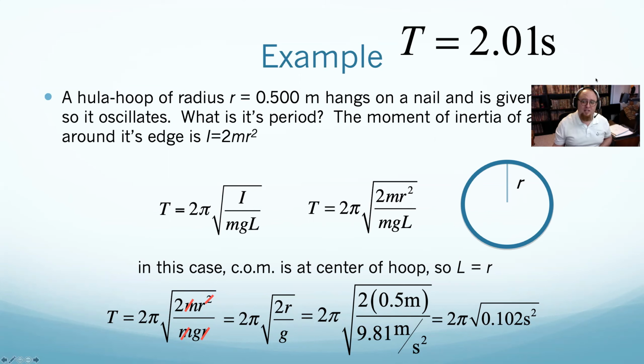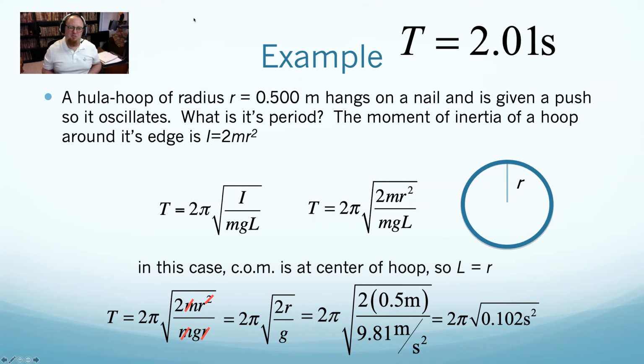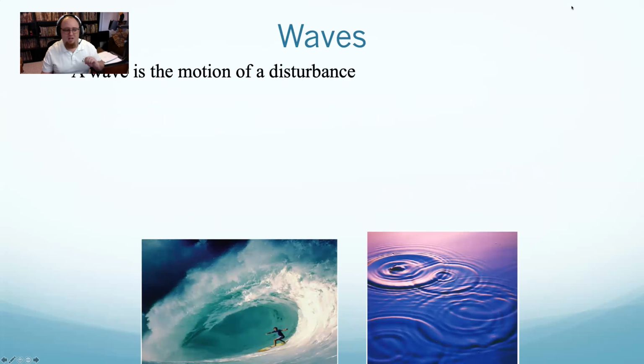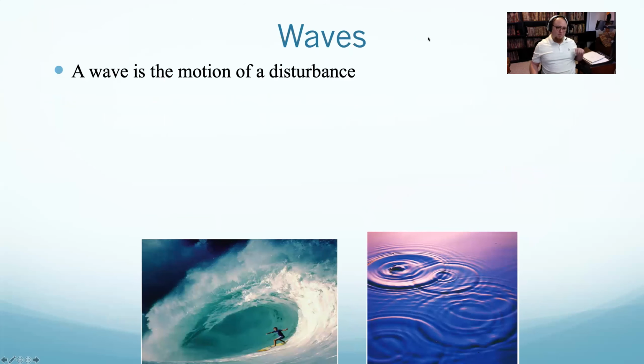What I want to talk about for the rest of this class is a related topic, kind of, which is waves. You see, when we talked about simple harmonic motion, we put everything in those sine waves and cosine waves. And waves is a related idea. So let's talk about those in detail. A wave is the motion of a disturbance.